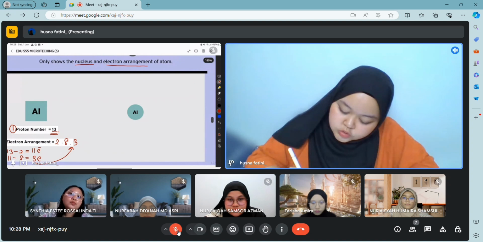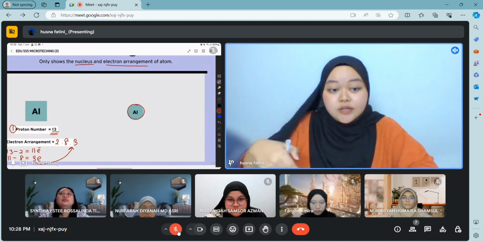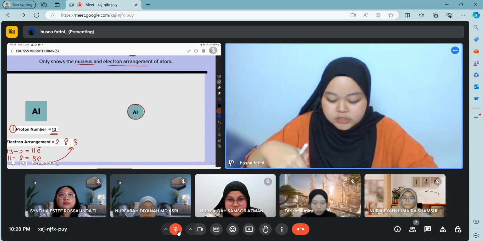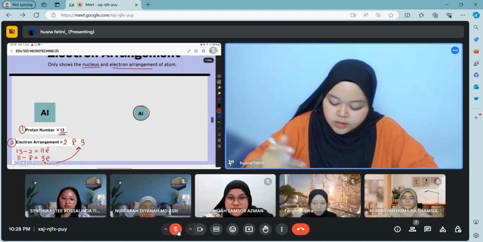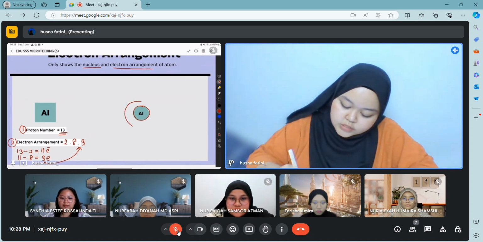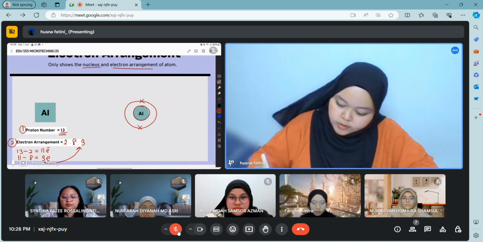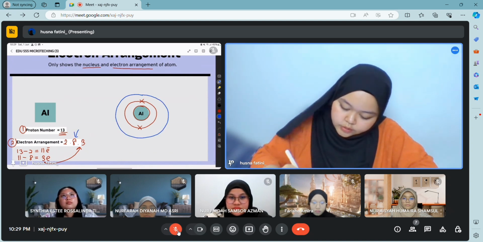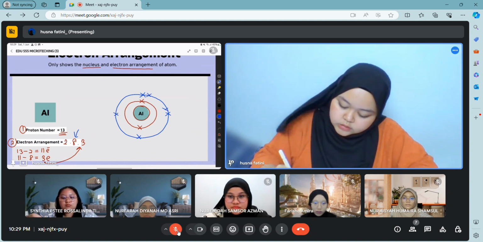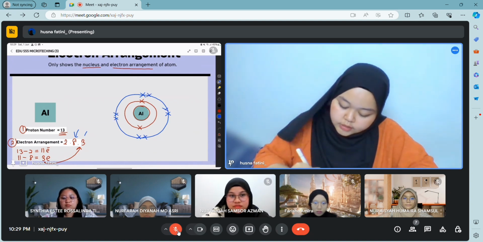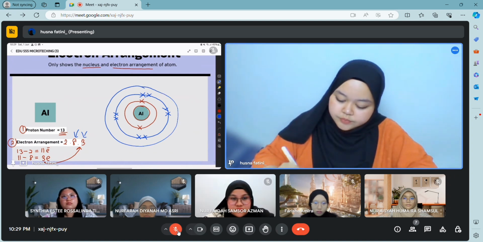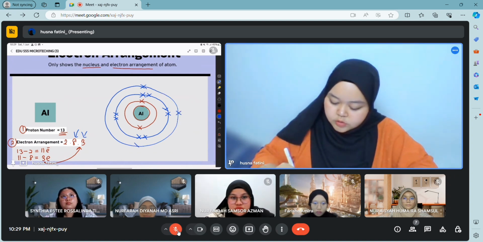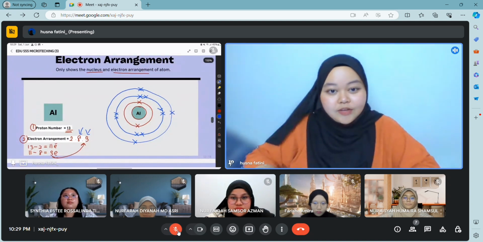After you get the electron arrangement, you just need to construct your diagram. The first one, you need to draw a nucleus. Inside the nucleus, you need to write your element. This one is Al, aluminium. And then you need to draw the first shell. The first shell consists of 2 electrons. For the second shell, it will be 8 electrons: 1, 2, 3, 4, 5, 6, 7, and 8. And for the third shell, it will be 3 electrons: 1, 2, 3. Okay, guys, I guess it's clear?